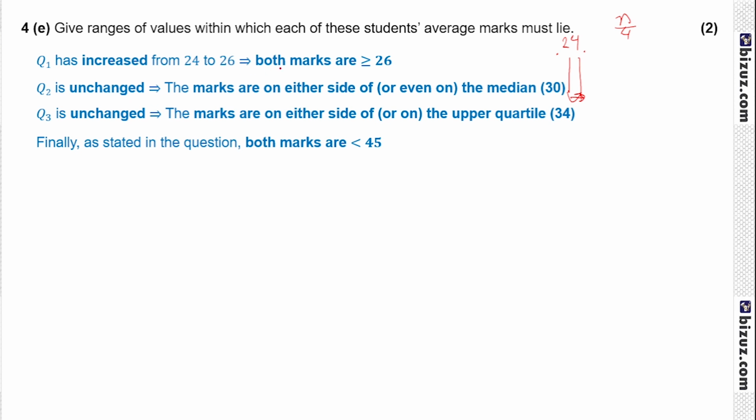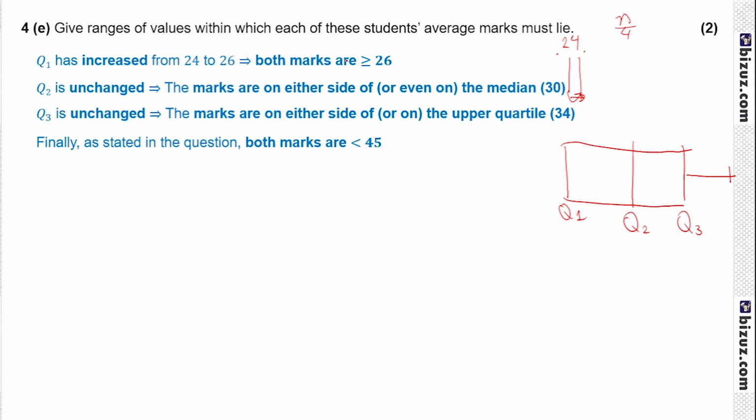Now we have 4 different conditions here. The marks must be greater than or equal to 26. They lie on either side of the median, or they might even equal the median. They lie on either side of the upper quartile, or they might even equal the upper quartile, 34, and they must be less than 45. The only way to satisfy all of these is, let me draw a simple diagram here. Suppose this is Q1, this is Q2, this is Q3, and this is our right whisker, which is 45.